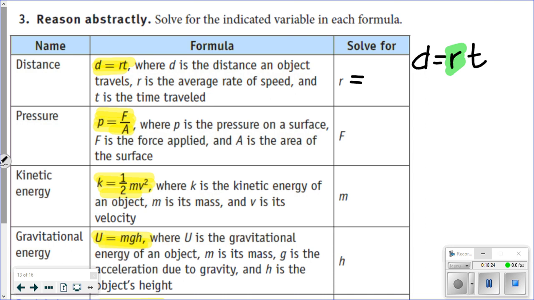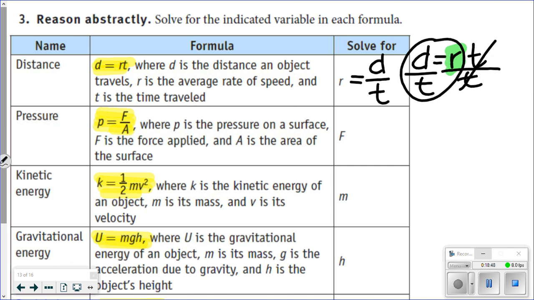R is being multiplied by T, so the opposite here is to divide. Well, I want to cancel out the T, so I want to divide by T. Cross those out. Divide by T. And now R is by itself, so this would be my answer. The rate, R, equals distance divided by time.